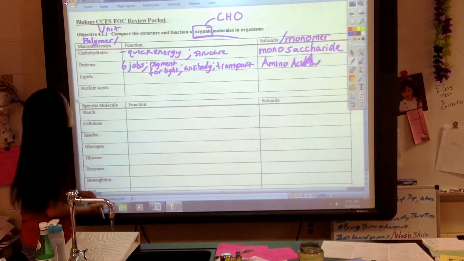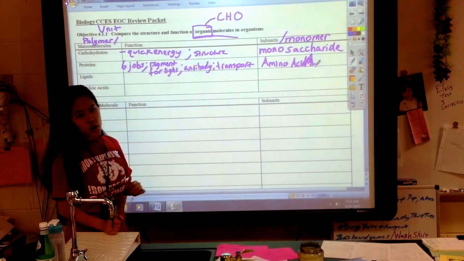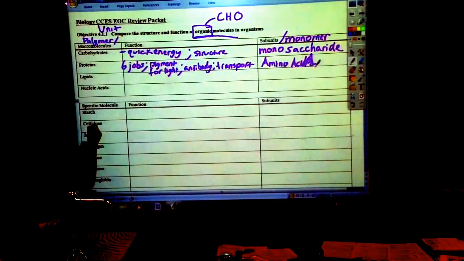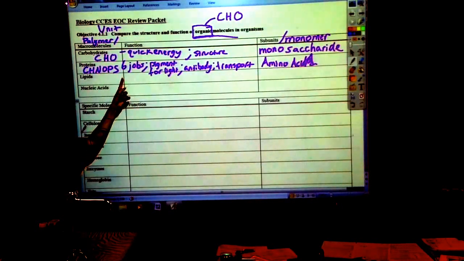Let's stop for 1 minute, because we did say that organic molecules have carbon, hydrogen, and oxygen. And we just want to remind ourselves of what elements are in these macromolecules. For carbohydrates, there's only carbon, hydrogen, and oxygen, a simple organic molecule. For proteins, it's a little more complex. We'll actually have NUTS. Do you guys remember that? The 6 essential elements: carbon, hydrogen, oxygen, nitrogen, phosphorus, and sulfur.